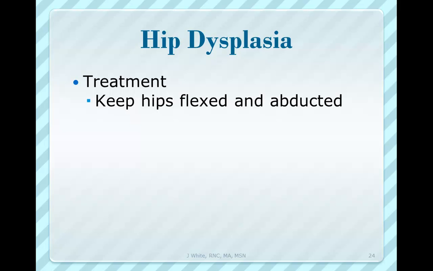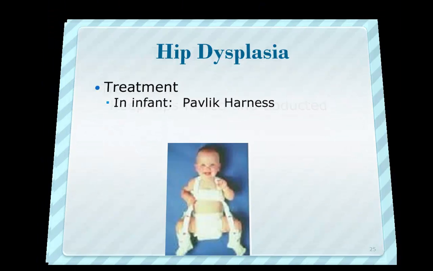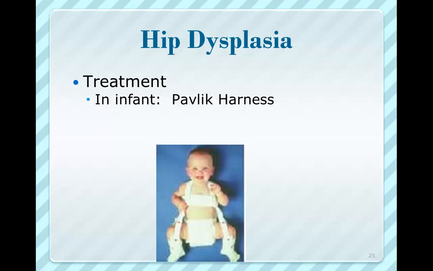Treatment. We want to keep the hips flexed and abducted. Several ways we can do that. We used to do it with a double diapering. We'd actually put 2 or 3 thicknesses of diaper on this baby, and that created such a thickness that it flexed and abducted the hips. The problem with that is every time the parents changed the diaper, if they picked them up by the legs again, we had now just taken away anything we've just done.